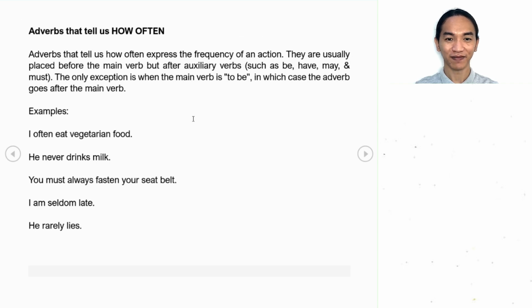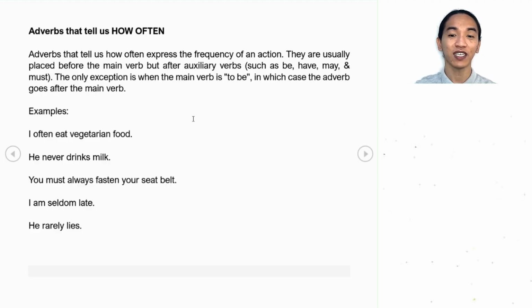Now, adverbs that tell us how often. We will be discussing more of this one later on in detail, but let's go ahead and see what we have here. Adverbs that tell us how often express the frequency of the action. They are usually placed before the main verb, but after auxiliary verbs or your helping verbs.